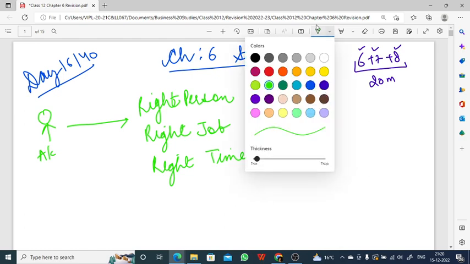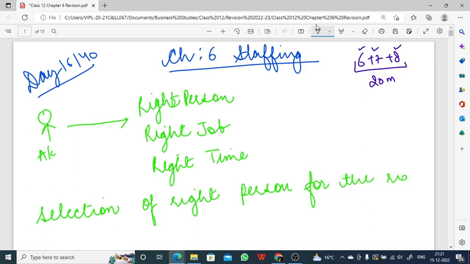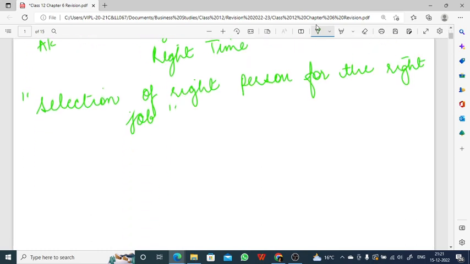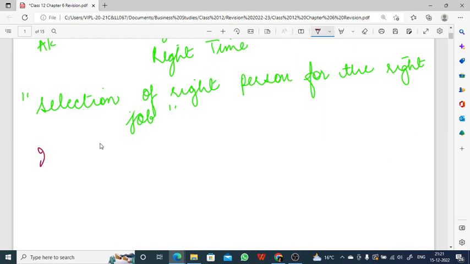So if I have to put it in words, staffing is the selection of the right person for the right job. This is what staffing is. There are various definitions given in various books. You can choose to go with any of them. We understand that this is one of the functions of management, so it will also have some importance. So let's talk about the importance or significance of staffing.